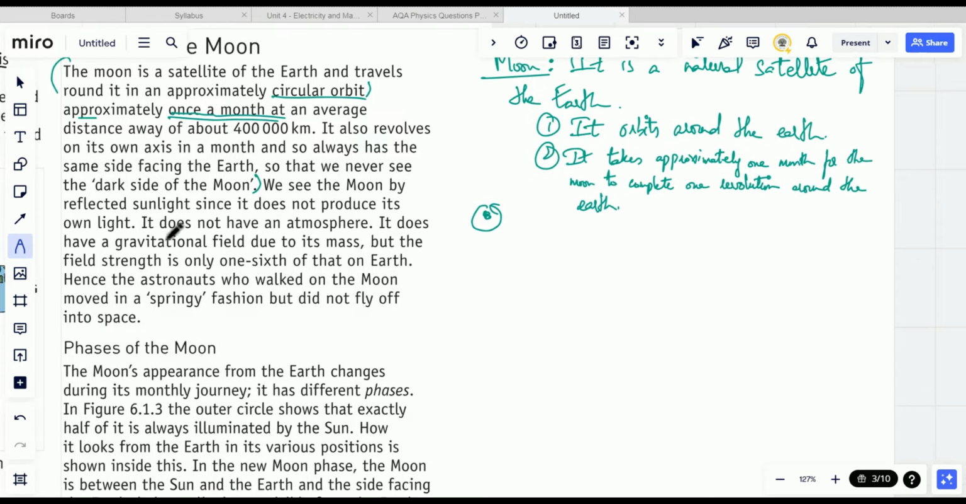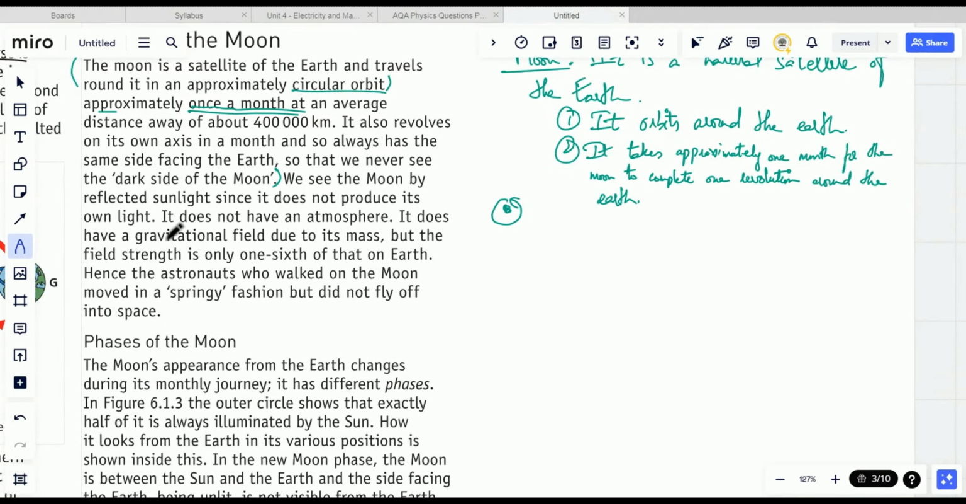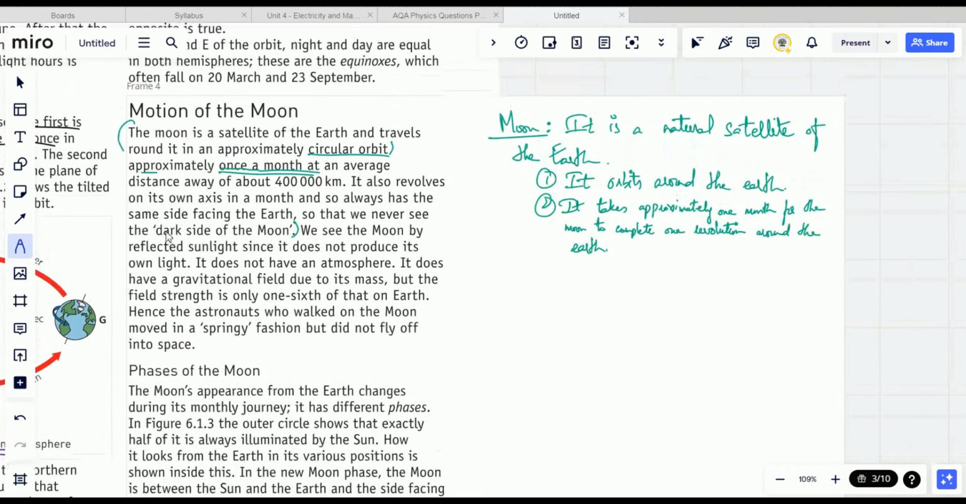We see the moon by reflected sunlight. So, does the moon provide its own light, or do we get it because of the sun? Is the moon a provider of light? Does it produce its own light? It reflects the light from the sun, right? So let's write those points as well. Those are also important.